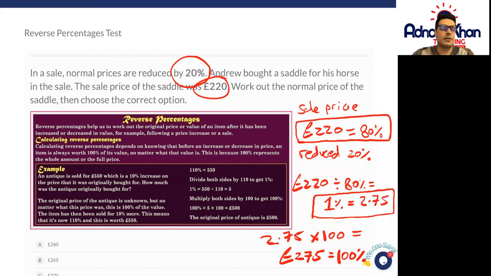Okay, so the best way to do this is to first work out what 1% of the value is, and then multiply it by 100, because percentages are always out of 100, and that will give you your overall answer. Okay, if you have another more appropriate technique, then by all means feel free to use that as well.